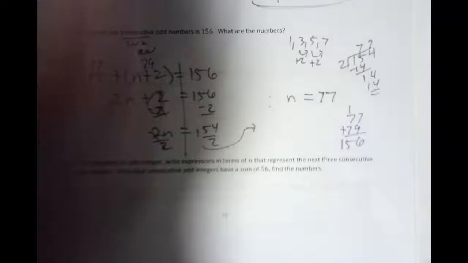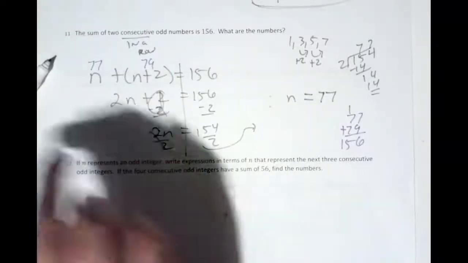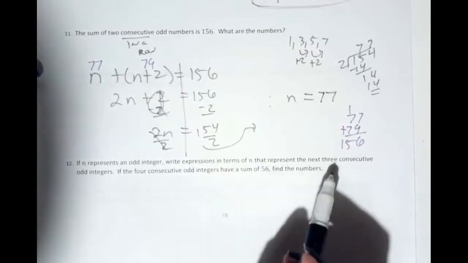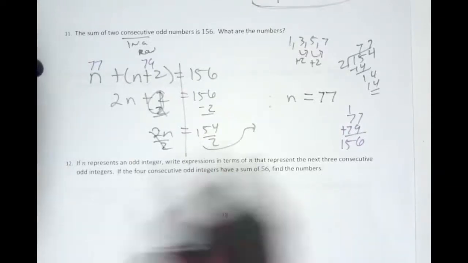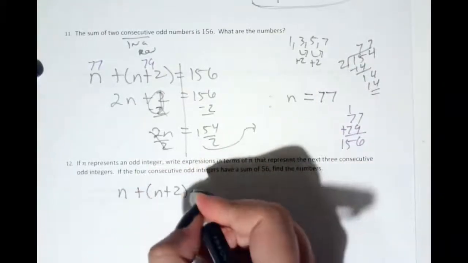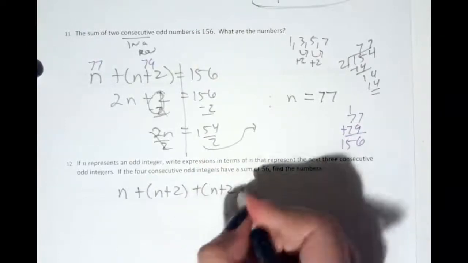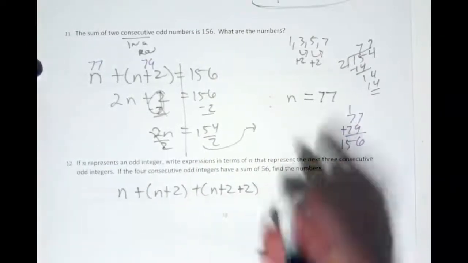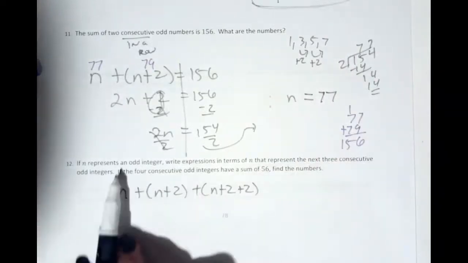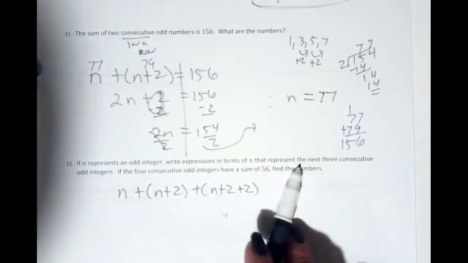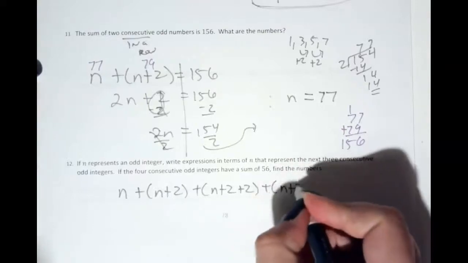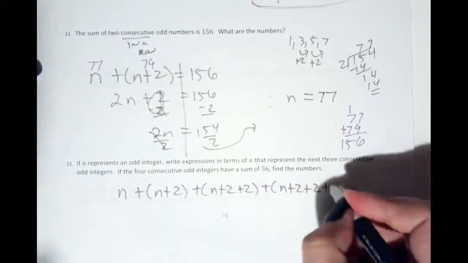Last question on this page. N represents an odd integer. Write an expression in terms of n that represents the next 3 consecutive odd integers. So consecutive odds, this is the next odd. And this is the next one after that, because you're adding 2 each time to get to the next odd. Okay, wait a minute. The next 3 consecutive. So the number and then 1, 2. Okay, it's that one.